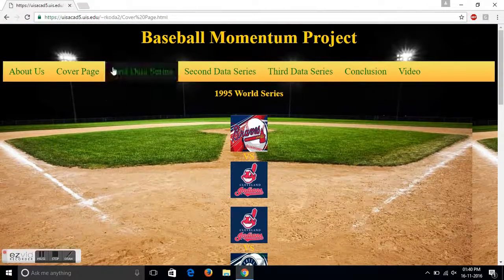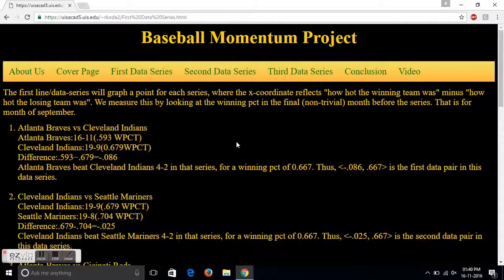Coming to the first data series, here we are going to plot a graph where the x-coordinate reflects how hot the winning team was minus how hot the losing team was. For this, we are going to measure or look at the winning PCTs for the month of September. For example, consider a playoff match between Atlanta Braves and Cleveland Indians.